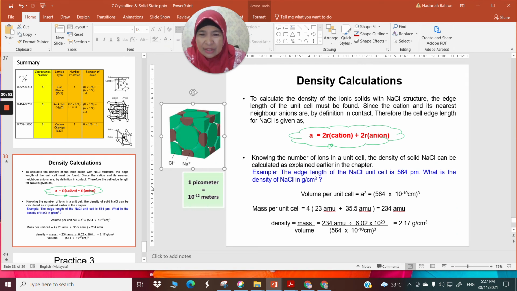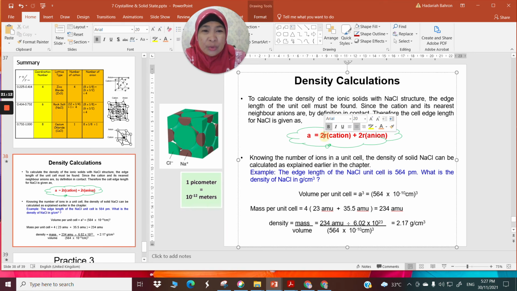So if you look at this structure, this is your anion with 1 radius. That is your cation with 2 radii of your cation. And then there's another anion on the left-hand side with another radius. So a, which is the edge length of this cube, is 2 times the radius of the cation plus 2 times the radius of the anion. So that is how you are going to calculate the radius of your anions and your cations by this.